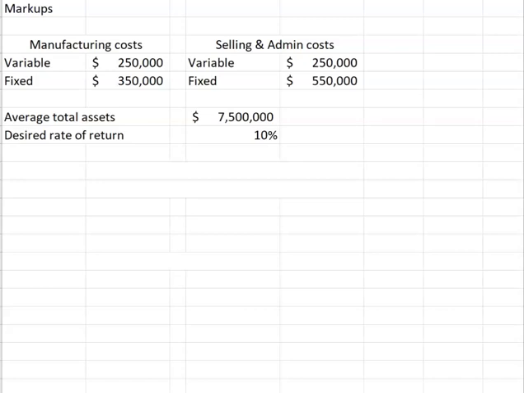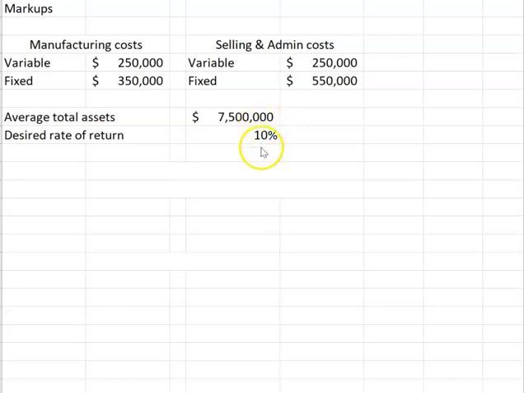Let's take a look at how to compute markups. These would be used in companies with multiple products. So here's our example. We've got manufacturing costs, variable and fixed, selling and administrative, variable and fixed. Our average total assets are 7.5 million. We want a rate of return of 10% of those average total assets, right?